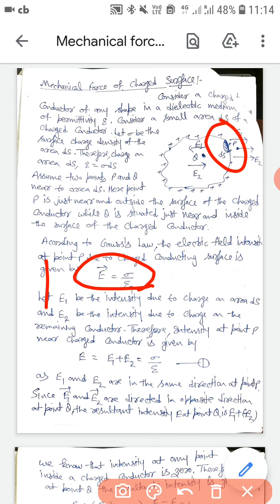Now if we calculate the electric field intensity at P due to both these surfaces, the total E will be E1 plus E2, because this is the electric field due to the positive charge on the conductor. The electric field for a positive charge is always in the outward direction, so E1 and E2 are in the same direction. Therefore the total E is E1 plus E2, which is sigma by epsilon.